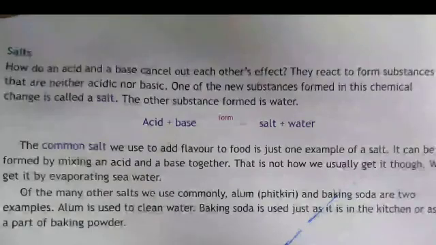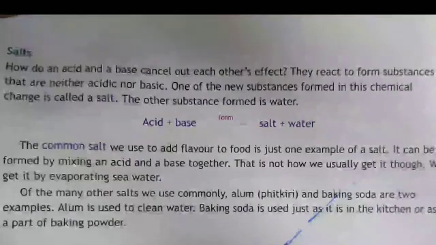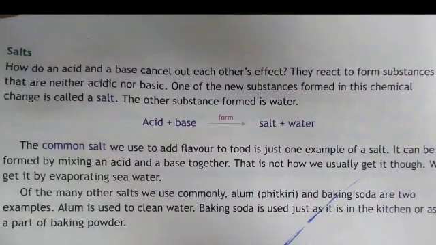Lastly, we are going to learn about salts. So what happens when an acid and a base react with each other? They form substances that are neither acidic nor basic. So what does it mean? When an acid or acidic substance reacts with a base or a basic substance, they form a new substance which has neither the character of an acid nor the character of a base. And one more substance which is formed is water. So when you look at this reaction, acid reacts with base to form salt and water.